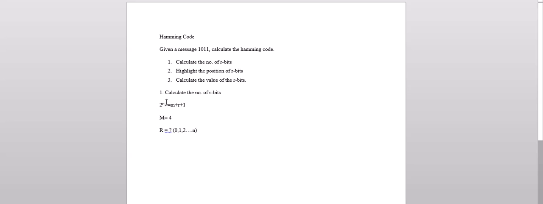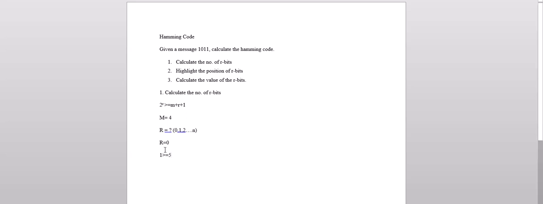Going by this formula, if we start by assuming that R in the first instance is 0, we'll find that this formula is not going to hold. The reason is that whatever is on the left is 2 raised to 0. Whenever you raise any number to 0, you have 1, and that is not greater than or equal to the other side. We already know M is 4, plus R which is 0, plus 1, which is 5. So that does not apply.